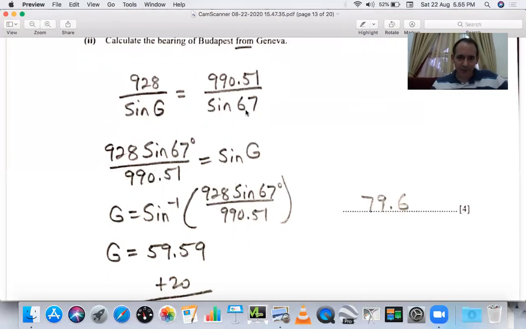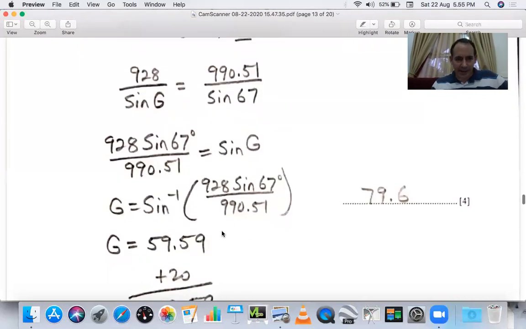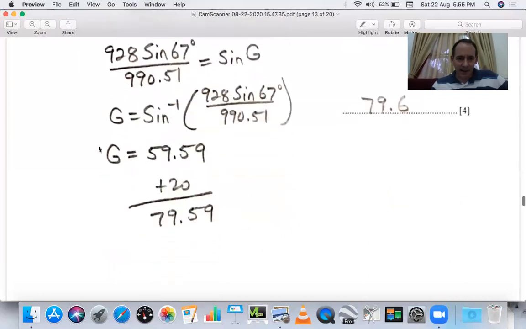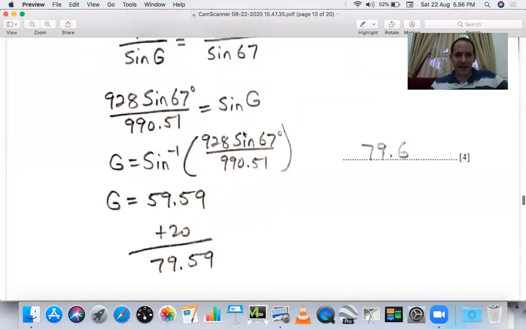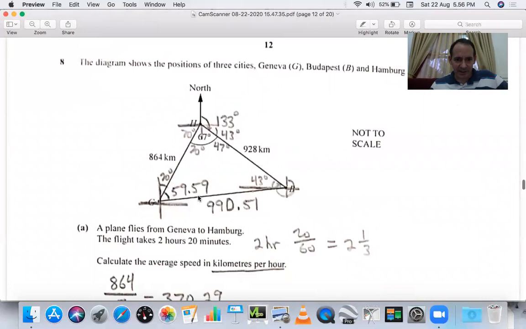So cross multiply and then divide by the 990.51. So you can look at the math here, but basically just cross multiply, solve for sine G, and then don't forget to inverse sine. All of this, you can do it in your calculator all at once, and you get 59.59. 59.59 is this angle in here.